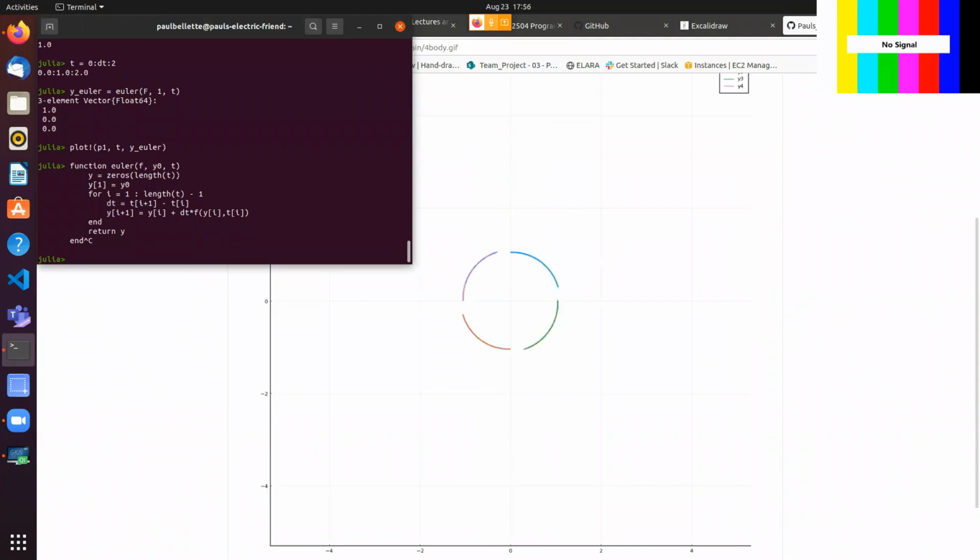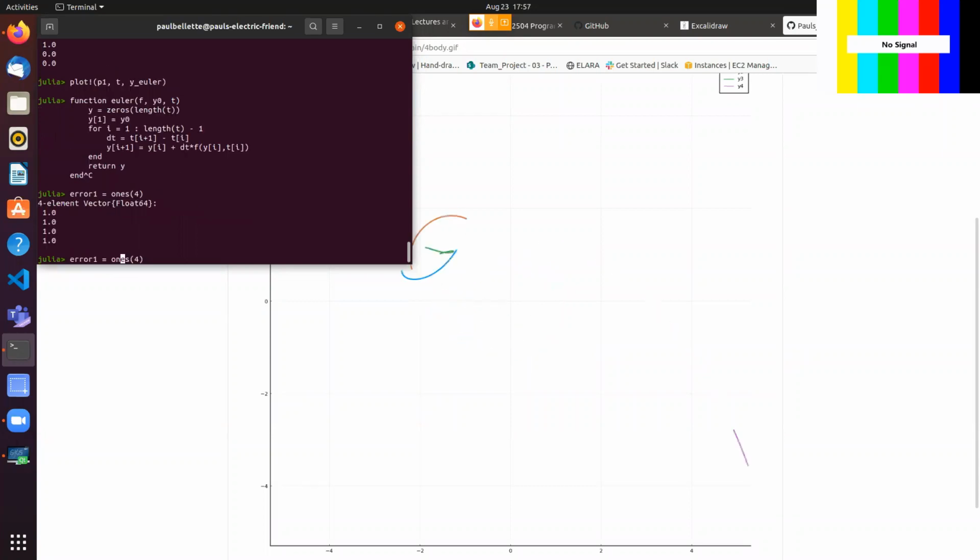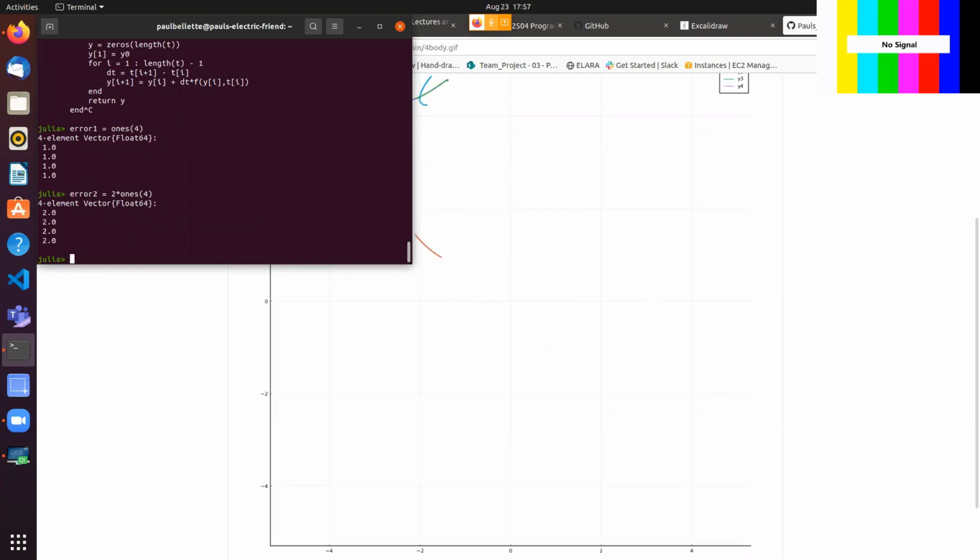Okay, so you've got error 1. Let's just say this is 1s. Error 2, just say. And you're doing the concatenation, the two things you're doing together, error 1, 2, is a matrix. It might not be what you want. You might want an array of arrays.